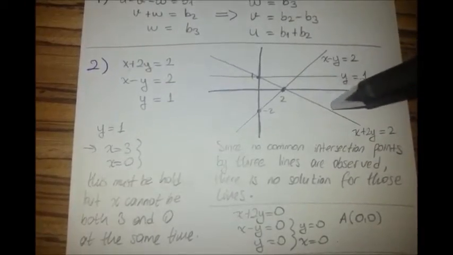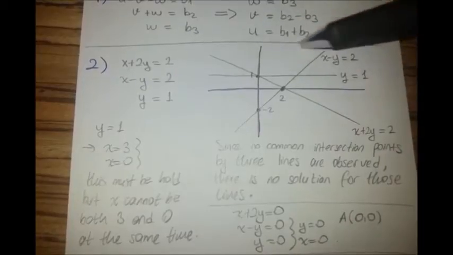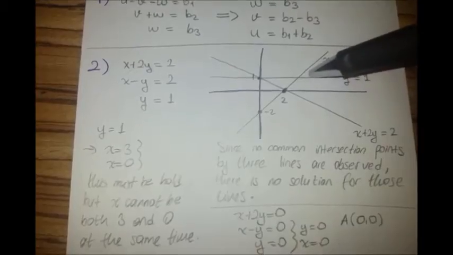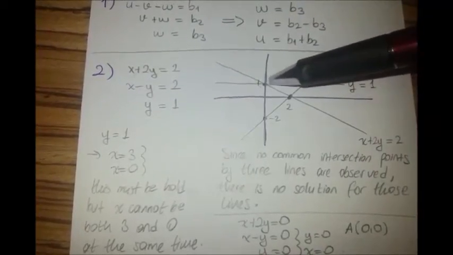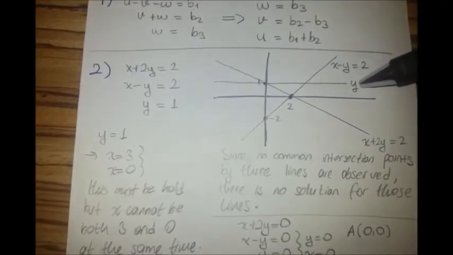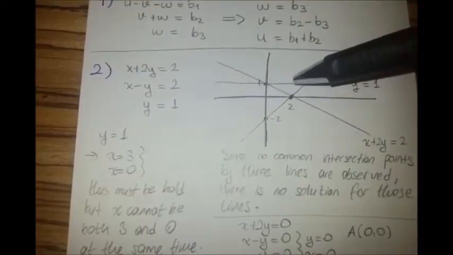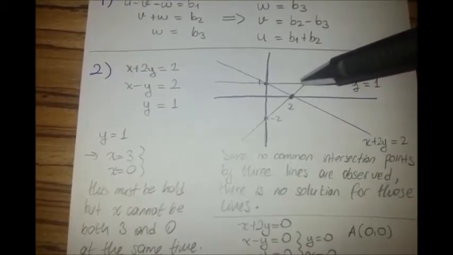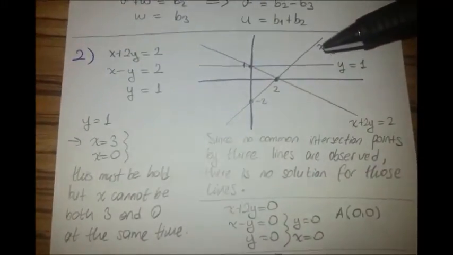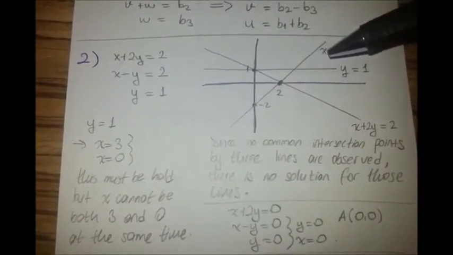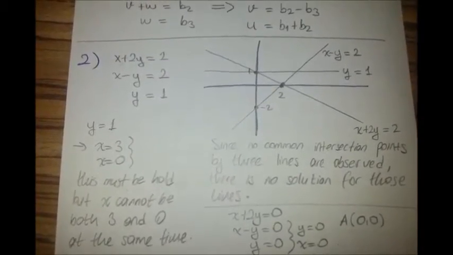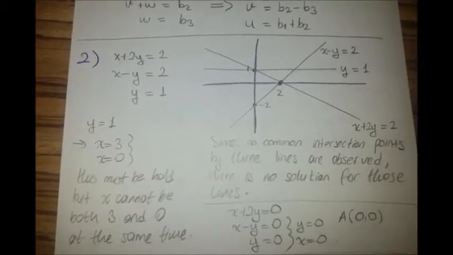So from the graph interpretation, there is no common intersection point of those three lines, because this line intersects y equal to 1 at that point, this one intersects this line at this point, and this one intersects this line at this point. Since no common intersection point of the three lines is observed, there is no solution for those lines. This comes from just observing the graph.